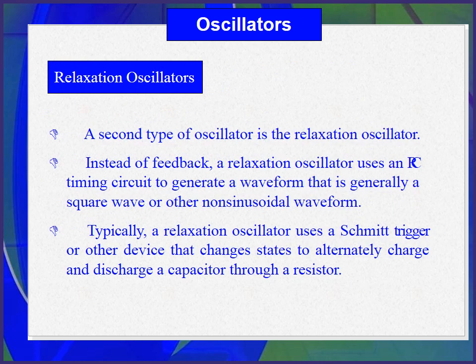The second type of oscillator is the relaxation oscillator. Instead of feedback, a relaxation oscillator uses an RC timing circuit to generate a waveform that is generally a square wave or other non-sinusoidal waveform. Typically, a relaxation oscillator uses a Schmitt trigger or other device that changes states to alternately charge and discharge a capacitor through a resistor. Relaxation oscillators are discussed in the next section.